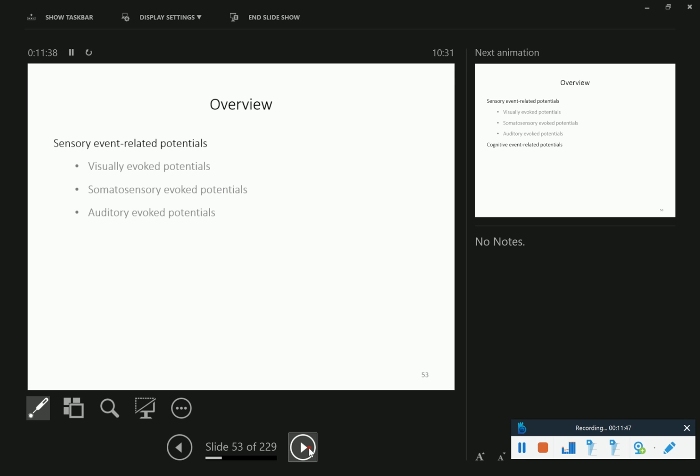So one can do more than these visual, somatosensory, and auditory ones, but visual, somatosensory, and auditory are simplest. And I'm mainly using these days visually evoked potentials because they are the easiest of the easiest.